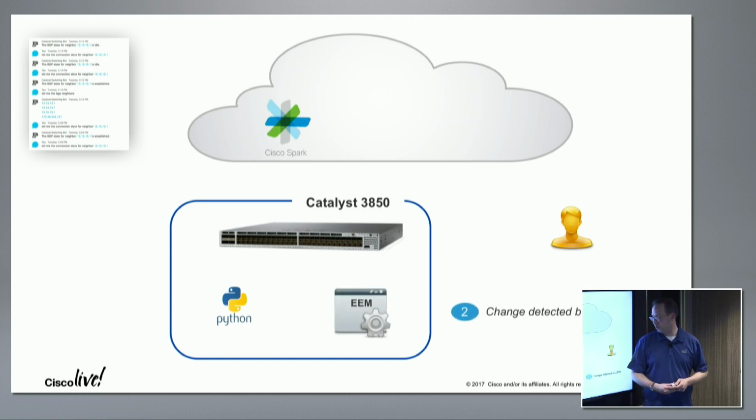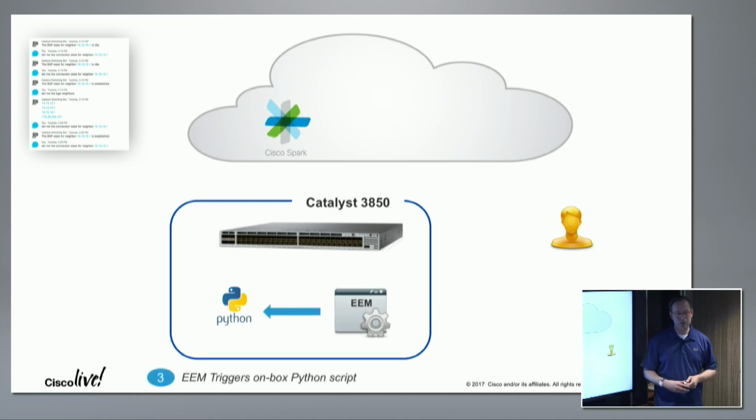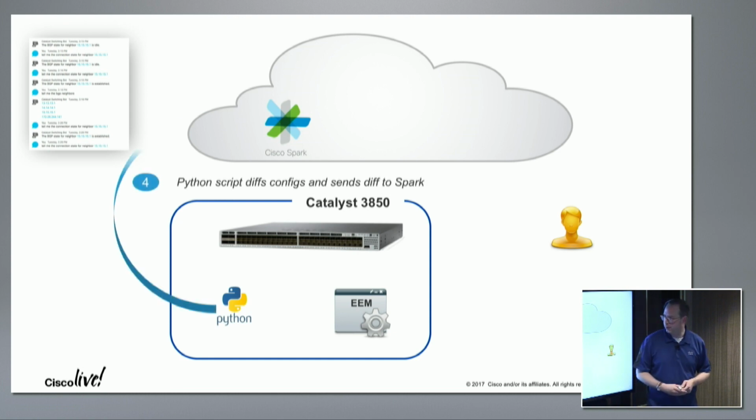So what EEM is going to do is detect the config change that I make, and it's going to call a Python script on box, okay? And then that Python script is going to go and do a diff, see what changed in the config, and post it using REST APIs to a Spark room. So it's actually calling Spark via REST APIs from a switch in my lab. Sound good? Yeah. So let's do this.